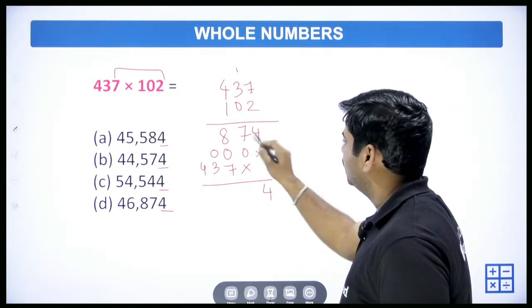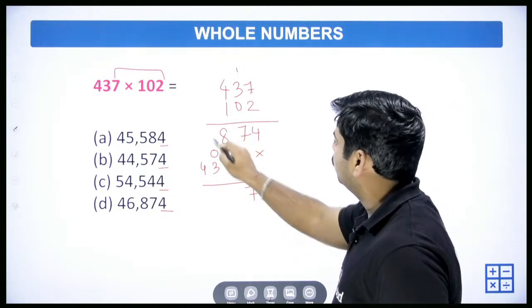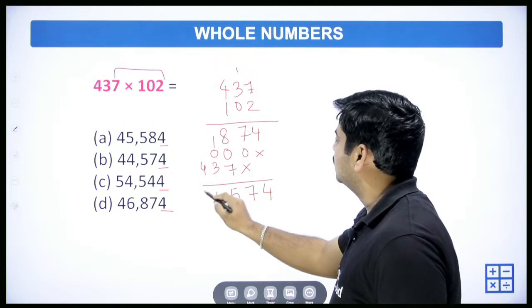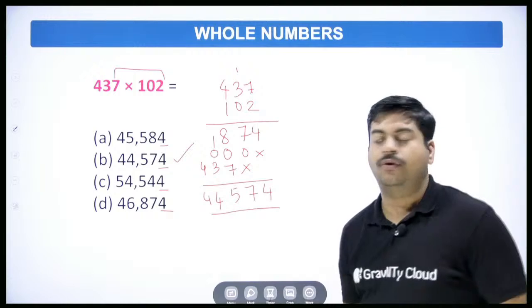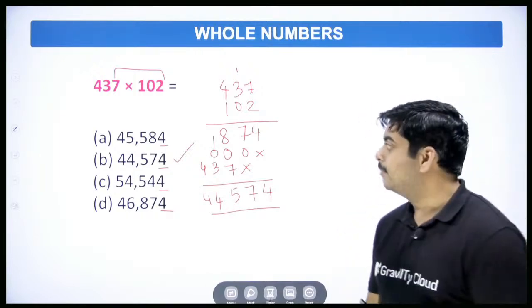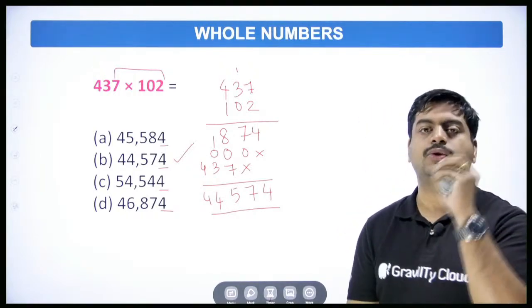That will give you 4, and this is a 7. 7 plus 8, 15. 3 plus 1, 4, and this is 4. 4, 4, 5, 7, 4. So that is option B. 4, 4, 5, 7, 4, right? But I'll give you a small trick here on how to solve these questions.